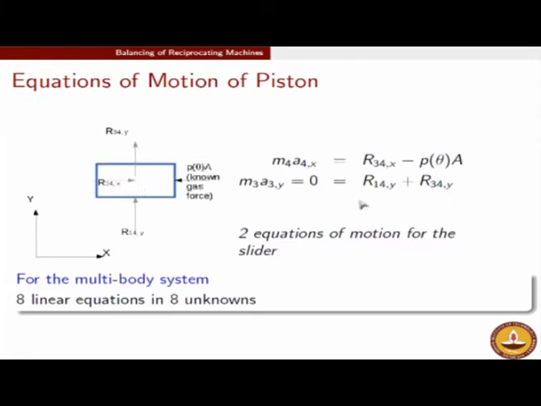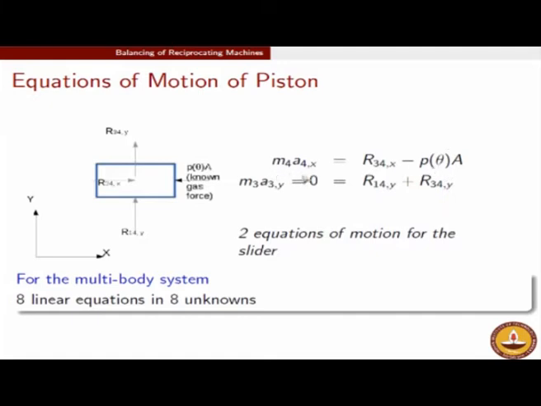So we will appeal only to the force equilibrium, and that gives us M4A4x equals R34x minus P theta A. P theta is the unknown gas force. P is a function of theta because gas pressure is a function of crank angle, which will come out of your thermodynamic calculation. So in general, gas force is not constant, but changes with the crank orientation, and usually in your IC engines course you will get to see different values and different natures of these P theta curves. As I said, these can be determined from thermodynamic arguments. So let us say this has been done. So P theta is known.